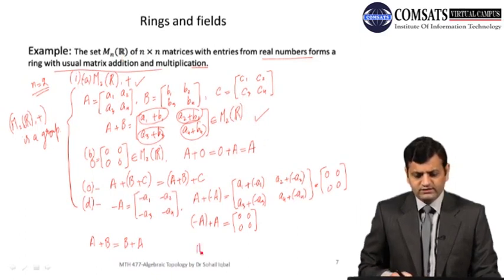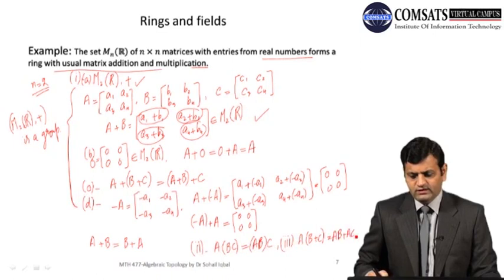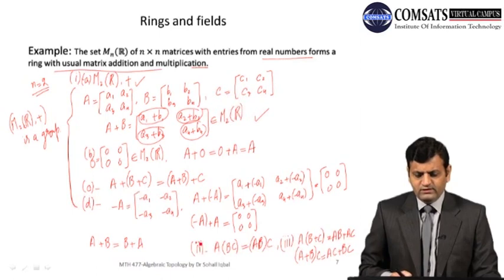Now in the second condition, we need to see that the set of matrices is associative under the usual operation of multiplication. In other words, when I multiply B into C first and then A, or I multiply A into B and then multiply it with C, there will be no change in the answer. And in the third condition, I need to check that A into B plus C is equal to A into B plus A into C, and it's distributive from both sides. So I also need to check that A plus B into C is equal to A into C plus B into C. So I'm leaving this as an exercise.